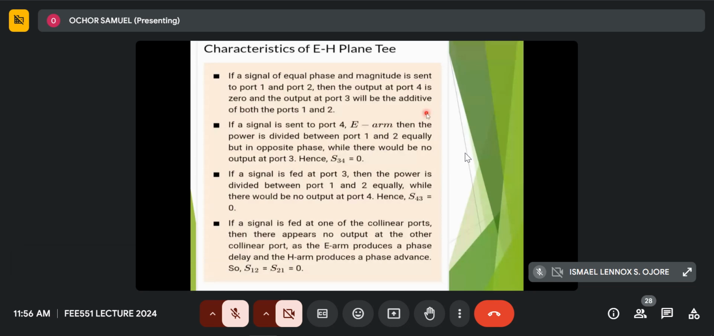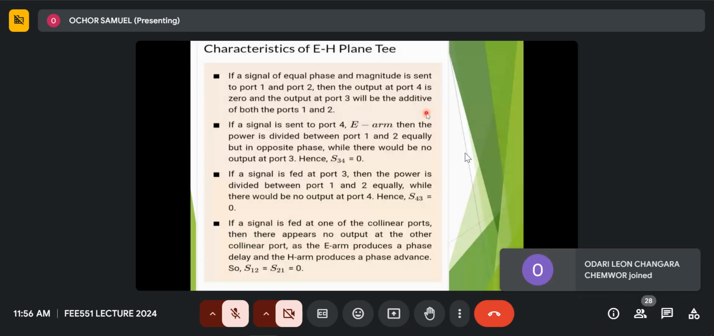Okay, the last bullet. If a signal is fed at one of the collinear ports, then the H arm will be used as the input, and the other one will add. This means that, as we had seen earlier, in the H and E plane T the collinear ports work hand in hand, but in the magic T, one port can be used as the input, the other one can be neglected, and there's not going to be any output at that port. That is the isolated port. Okay, next.